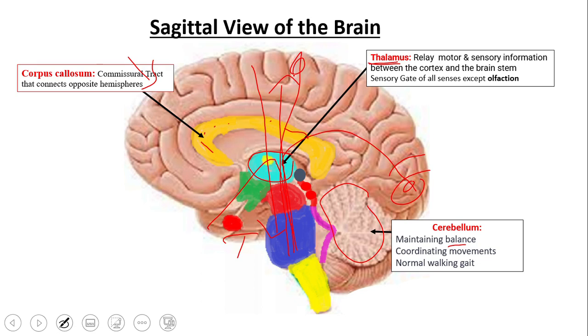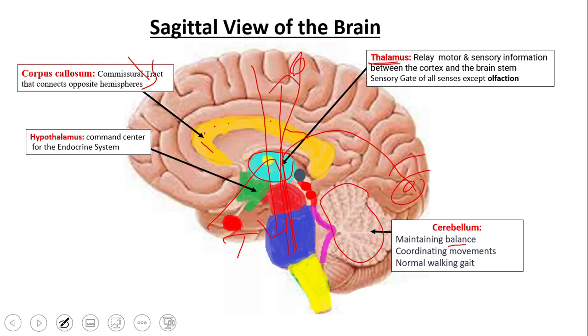So the thalamus arranges what goes first, what goes second. It's like a guard standing at a gate, and then arranges what enters first, what leaves first, what enters second, and so on. So this is the thalamus.